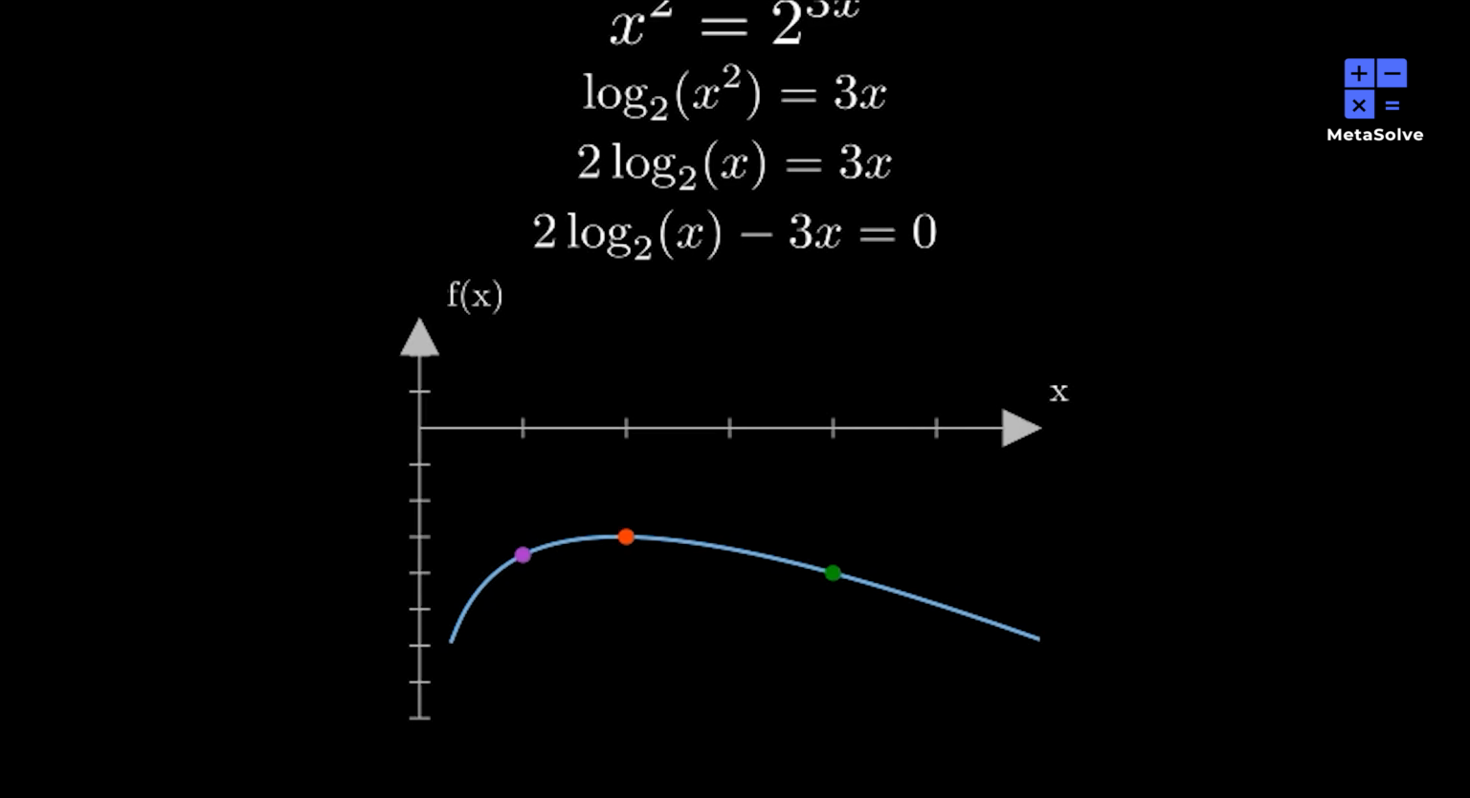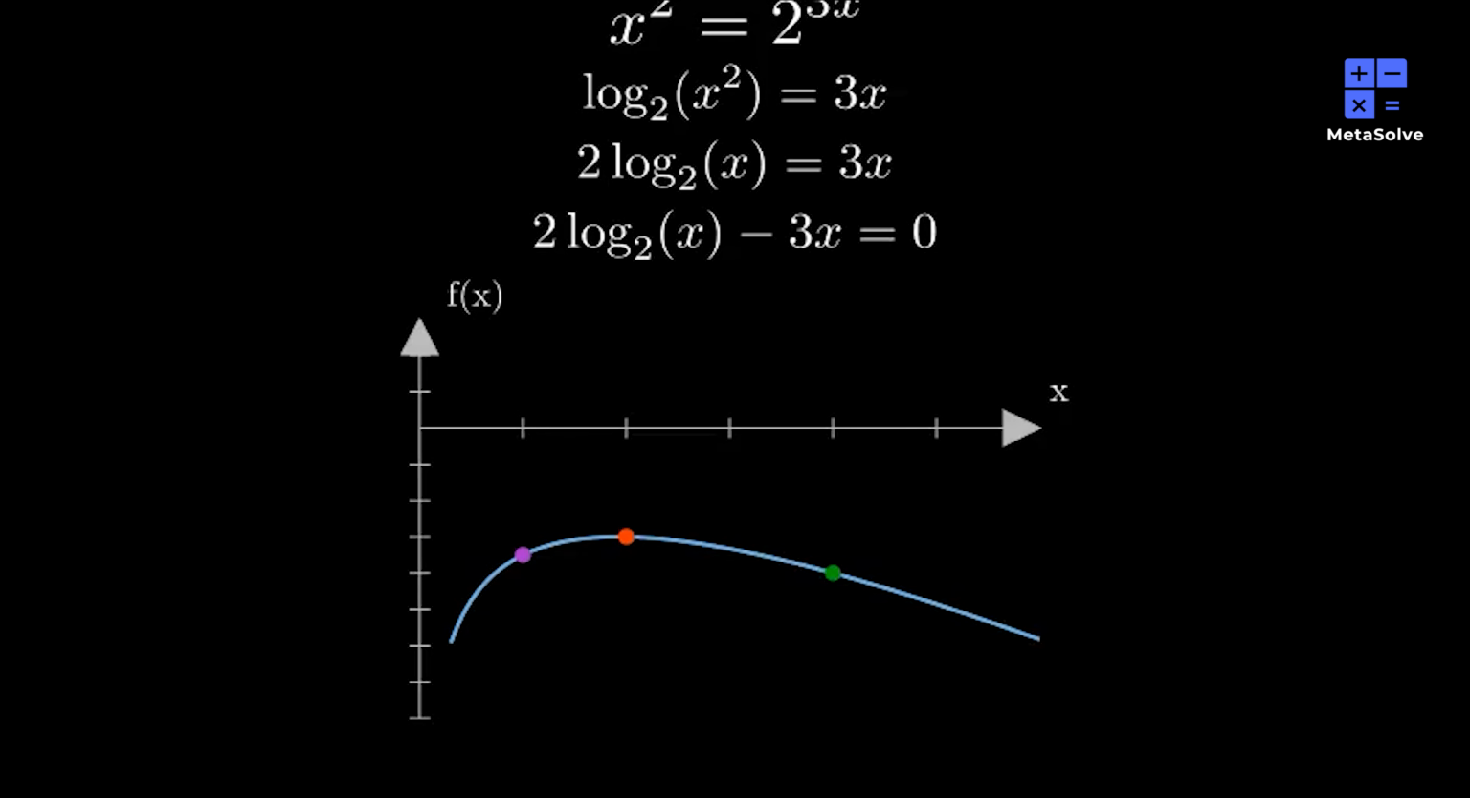For an exact answer, let's try to solve the equation algebraically. Substitute x equals 2 to the t, so that log base 2 of x becomes t. This means 2 times t minus 3 times 2 to the t equals 0, or 2 times t equals 3 times 2 to the t.